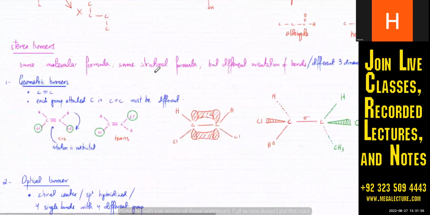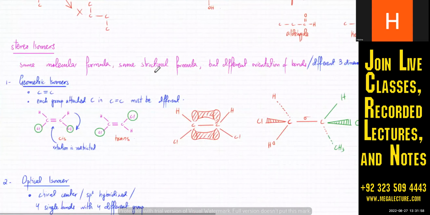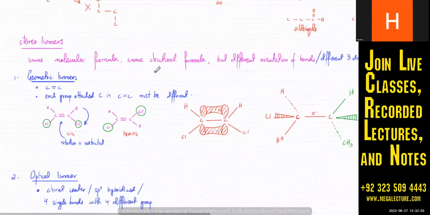So is that clear? Three types of isomers: Yes, sir. Chain, positional, and functional group.